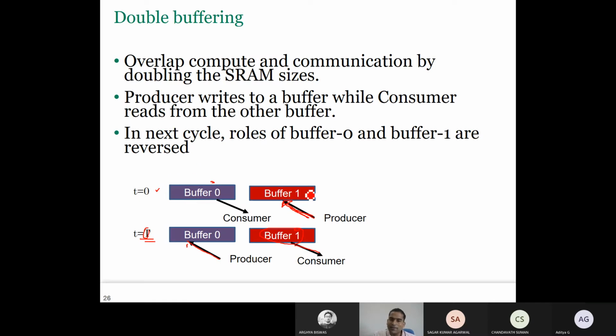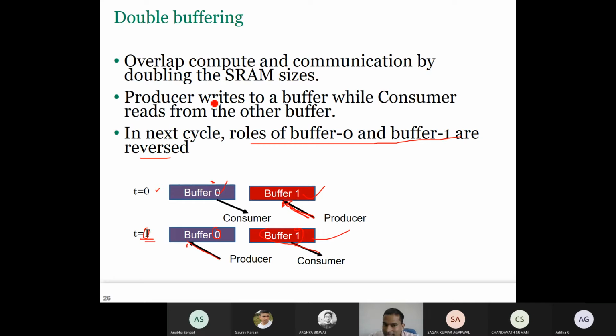At one point of time, we were reading from 0 and writing to 1. Now we are reading from 1 and writing to 0. So the roles of buffer 0 and buffer 1 are reversed. The producer writes to one buffer and the consumer reads from another buffer. In the next cycle, their roles are reversed. So that means both producer and consumer can work simultaneously, in parallel. This is the benefit.